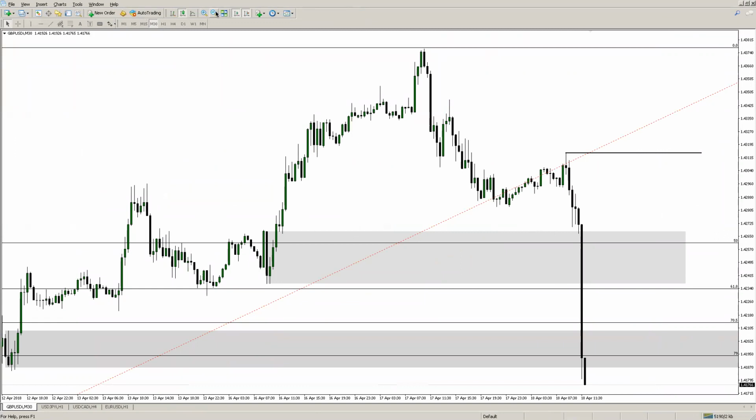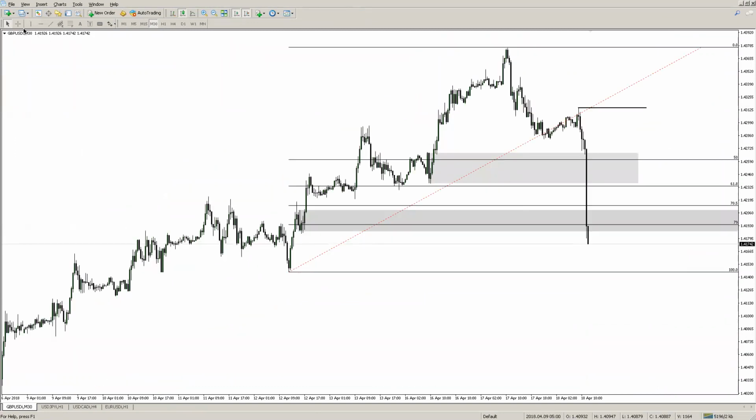But you could see it's shooting down, right? I could sell this right now, but if I sold it, I'm going to put my stop loss above here for 141 pips. I'm not comfortable doing that. So if any of you guys want to do that, go for it, but that's not me.